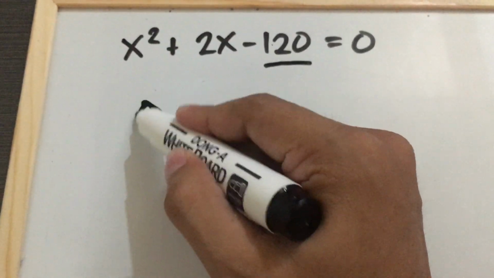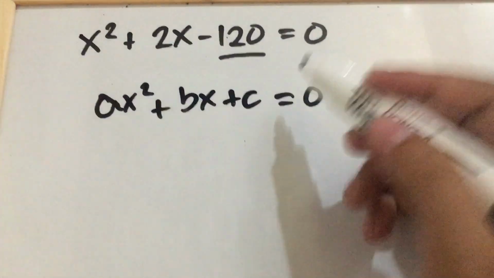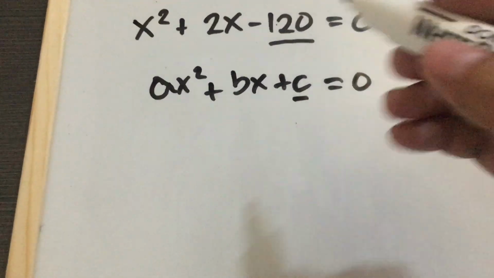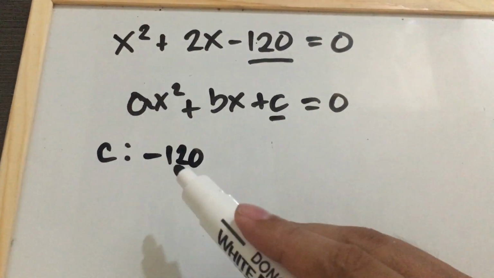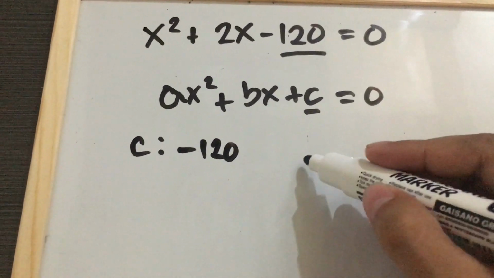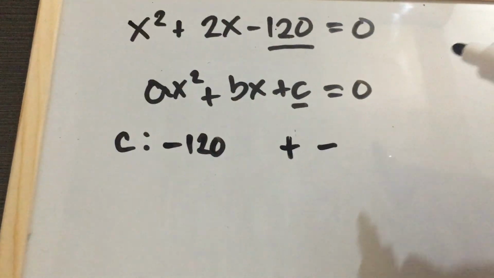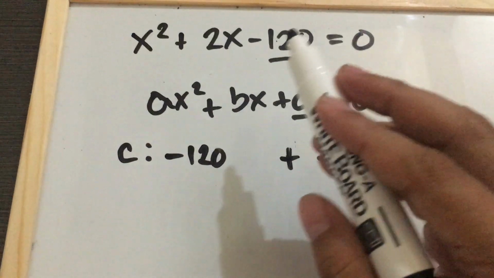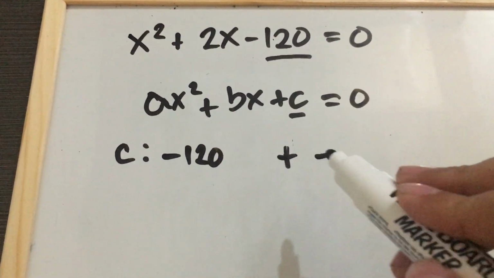So we all know that quadratic equation, you have ax squared plus bx plus c is equal to 0. So I will focus my attention to the c, or what is the value of c, which is negative 120. So my c is negative 120. Now, if ever you have a negative number as your c, or your constant number, your expected factors of negative 120 is a positive and a negative number, because if you multiply positive and negative, you will arrive at a negative number.